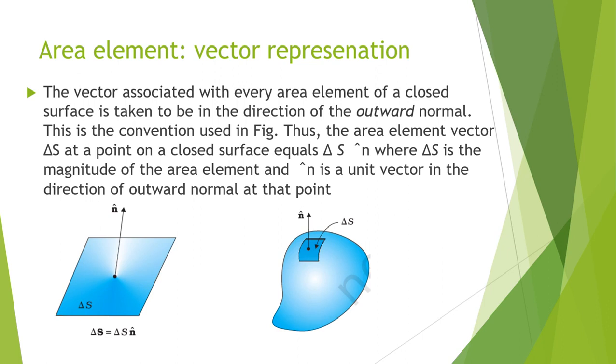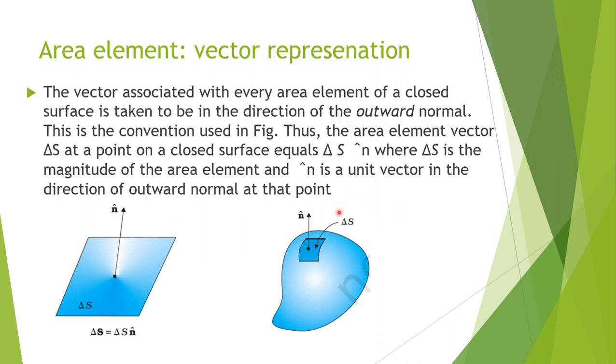Now I will explain what an area element is. This is a very important concept in physics. We are using vector notation for area element. Any area element delta S, its orientation is like this. A vector which is directed normal outward is considered by convention to be the direction of this area element. The vector associated with every area element of a closed surface is taken to be in the direction of the outward normal.